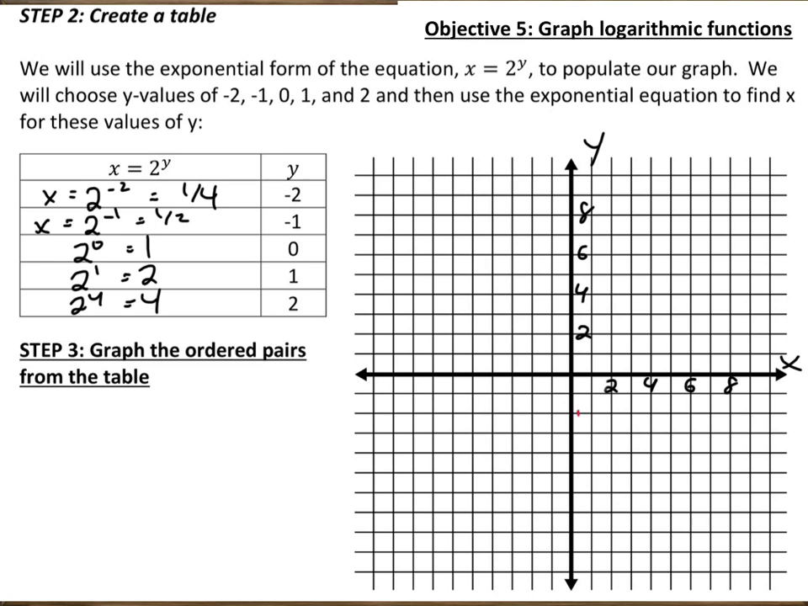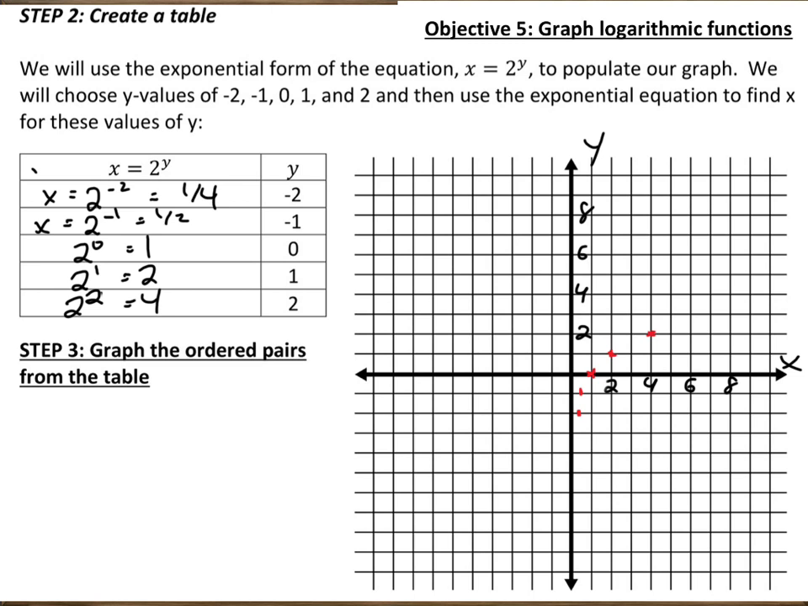Okay, then when x equals 1/2, y is negative 1. And then when x equals 1, y equals 0. Okay? Then when x equals 2, y is 1. And when x equals 4, y equals 2. Okay, and we have a little bit of room. We could also say, if we wanted to, also I just realized I wrote 2 to the 4th power here. Let me fix that, please. Sorry, 2 squared is 4.